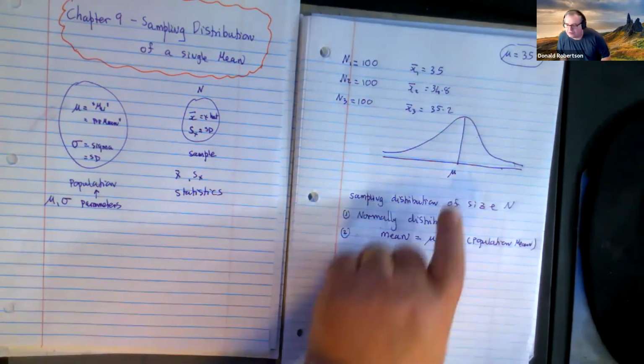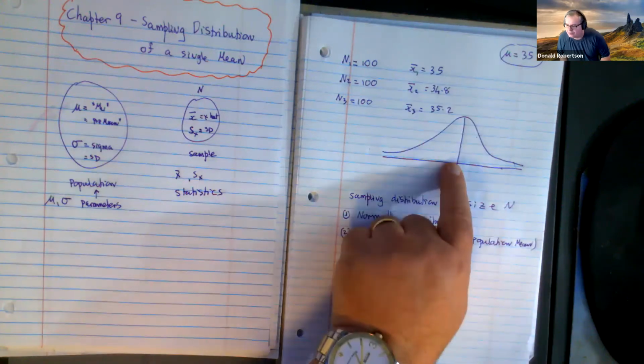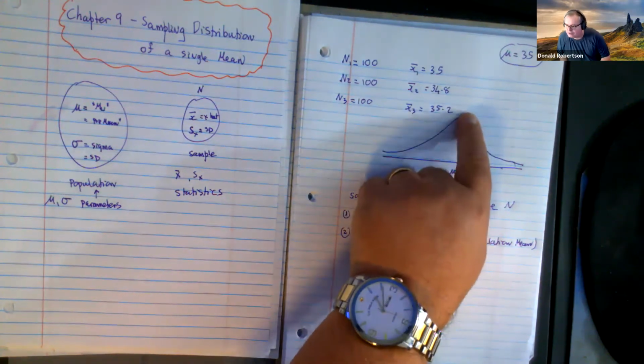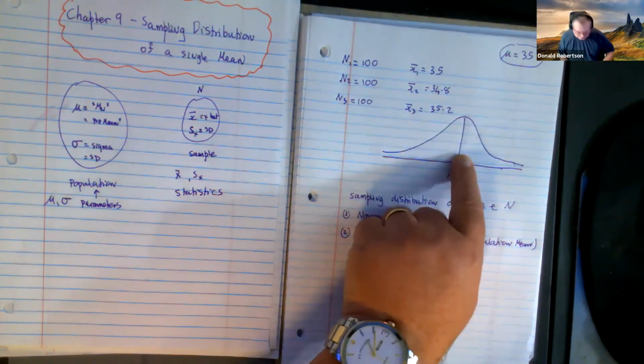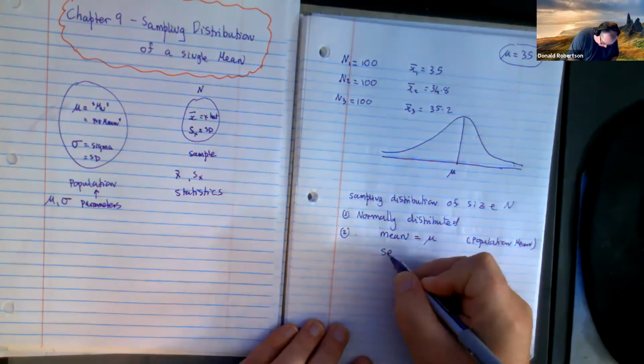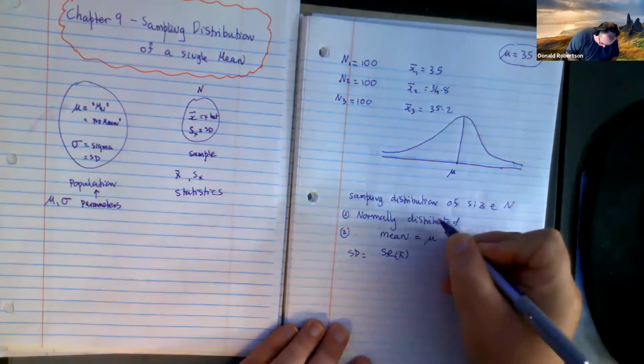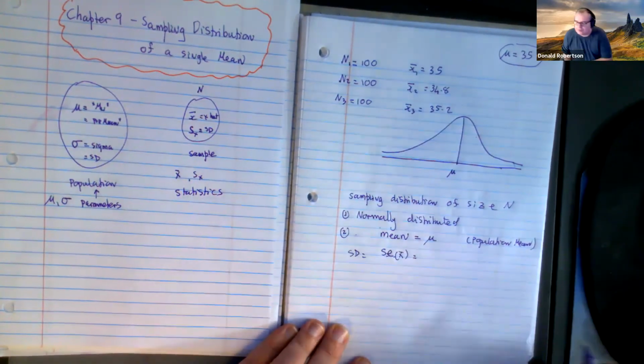Because if you do it millions and millions of times, won't the weird ones kind of average out, and right in the middle, you'd expect most of your samples to be dead close to the real number, right? And the standard deviation, which we call standard error of X bar, is essentially just the standard deviation of this. It has a formula.